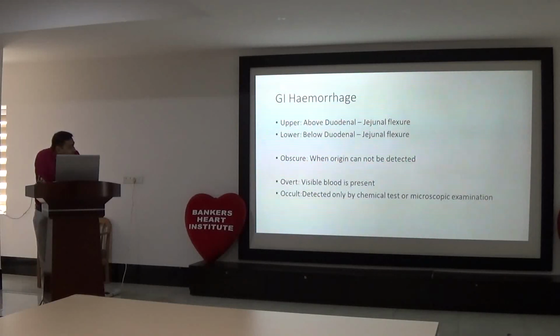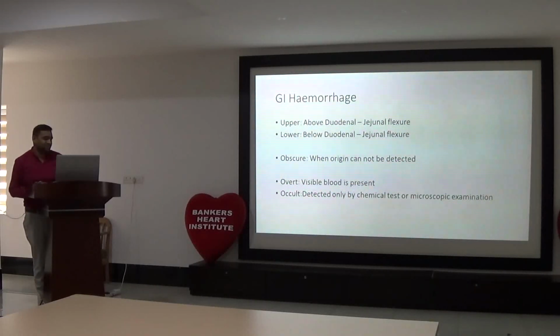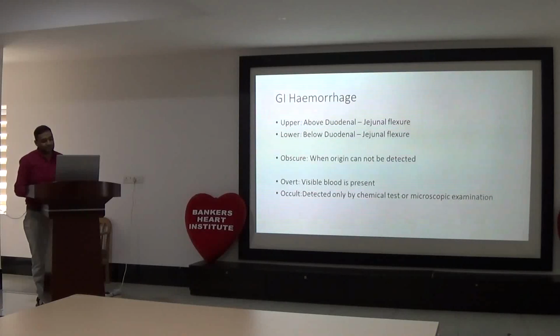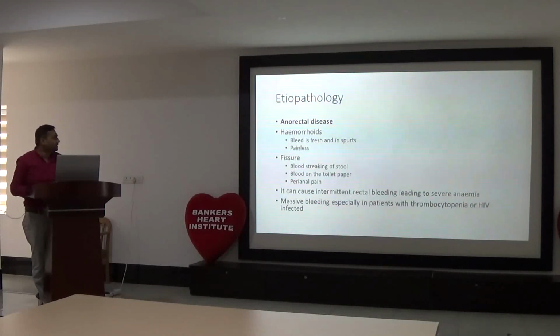And there are two more terms, overt and occult. Overt means visible blood is present, and occult means it can only be detected by chemical test or microscopic examination. So stool occult blood should be ordered only when we cannot see the blood. Sometimes we order stool occult blood in each and every case. When bleeding per rectum is present, there is no need for that report. We can see the blood; it is only for when it is detected by chemical test or microscopic examination. Now we will discuss some etiopathologies.